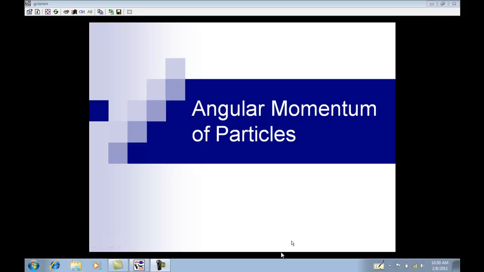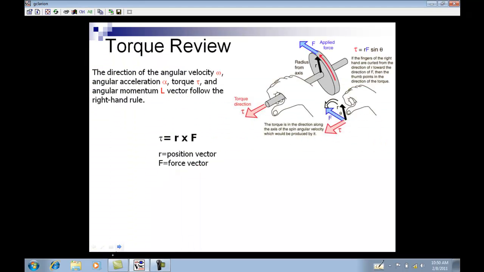So this is just an introduction to the angular momentum of particles and rigid bodies. But before we do that, I want to make sure that we review torque and the direction for torque. Now, there are several things that I want to make sure we know, and it's how to use the right-hand rule to determine the vector directions for four different things.